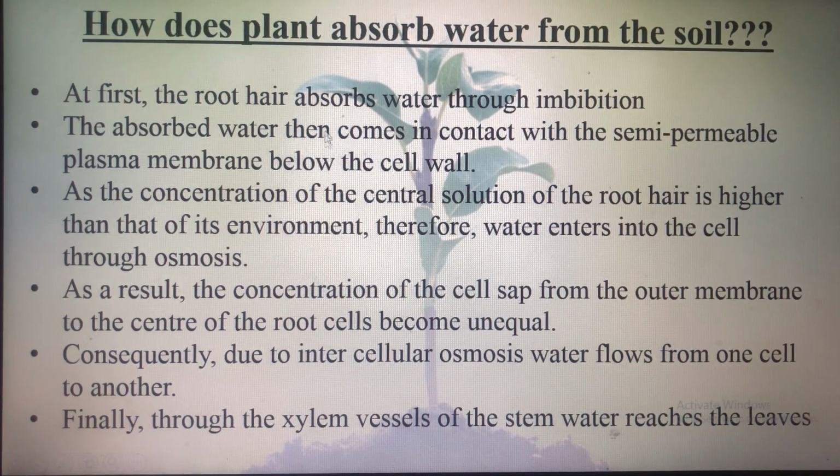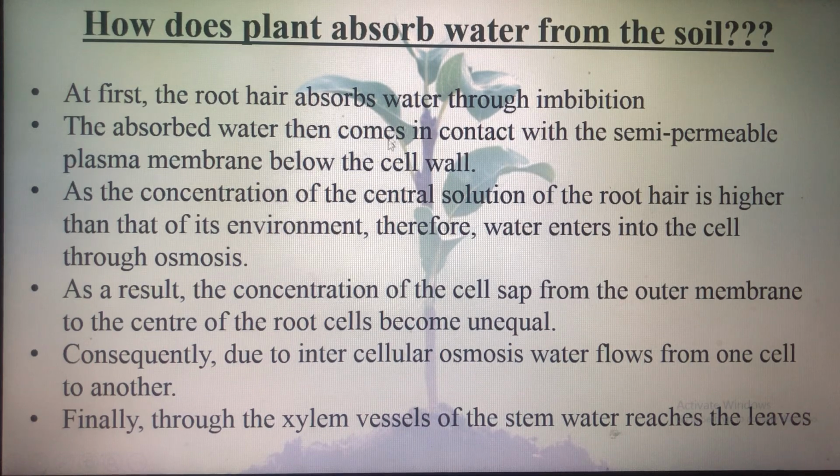Then the absorbed water comes in contact with the semi-permeable plasma membrane below the cell wall. I'm sure you are already aware that a membrane can be of three types, right? First is impermeable, then semi-permeable, then permeable membrane. An impermeable membrane does not allow the passage of any sort of substance. Through a semi-permeable membrane, solvent can pass but no solute can pass, right?